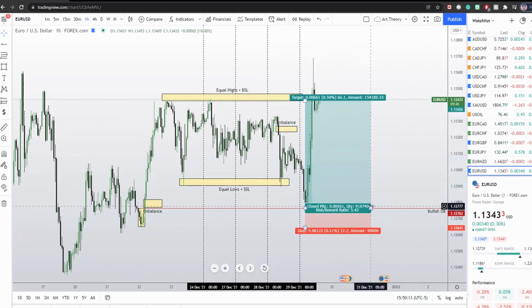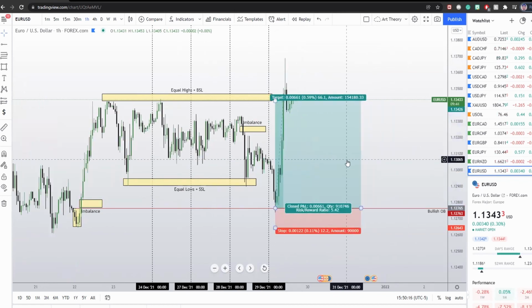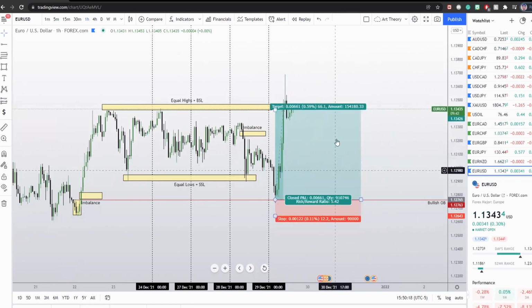But I want you guys to start doing this if you're not. If you're just starting with intro to ICT, start taking partials. ICT loves taking partials. So the first partial we just take here. This is just a 1-to-1 trade.